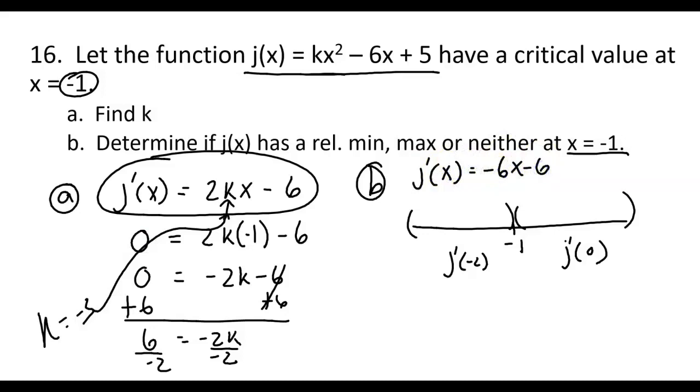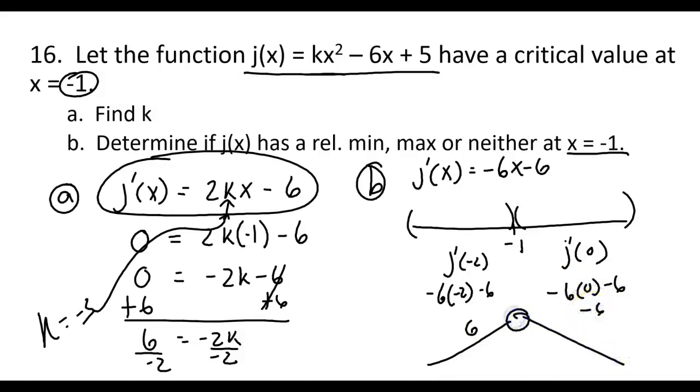So we could just plug in our numbers here to our derivative and see what we get. So -6 times -2 minus 6 is 12 minus 6, which is 6. So that's a positive slope. And then plugging in 0, we get -6, so that's a negative slope, which means we have a relative max. So we would say, since j prime changes from positive to negative at x equals -1, there is a relative max at that point.